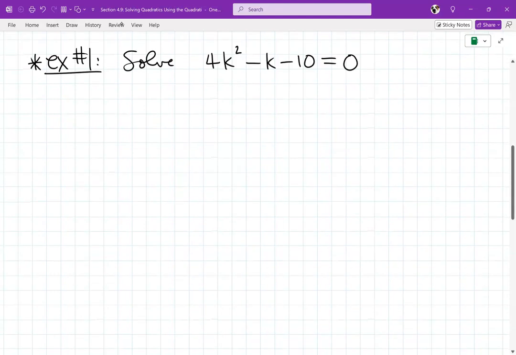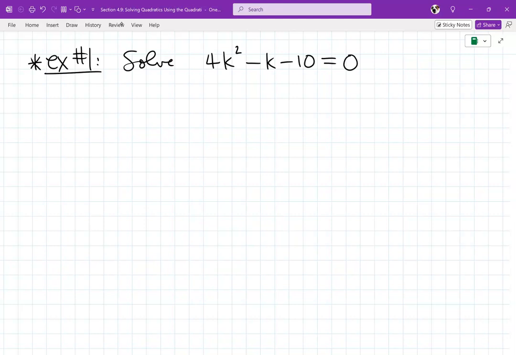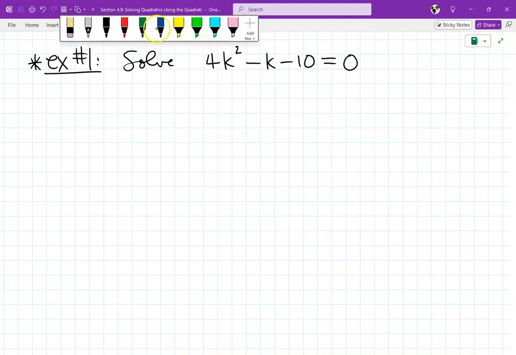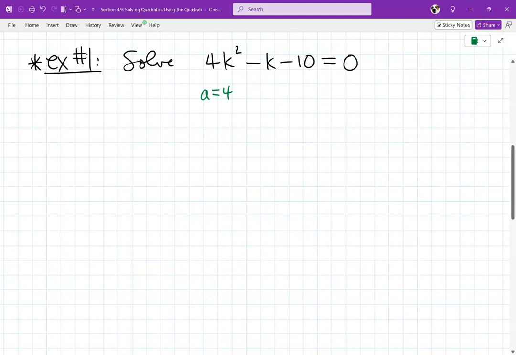So we're going to solve 4k squared minus k minus 10 equal to 0. Okay, so we have our ABCs. That's the most important part. We just got to write down our ABCs. So let me do that really quick. A is 4, B is negative 1, C is negative 10.